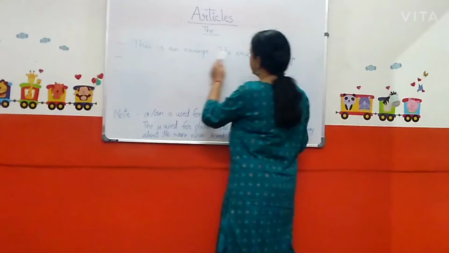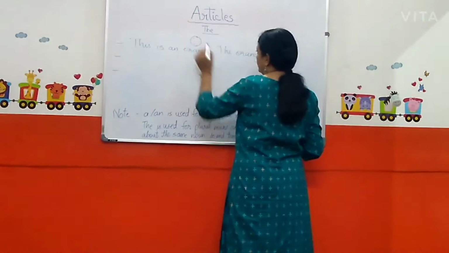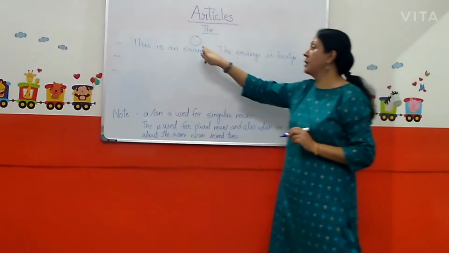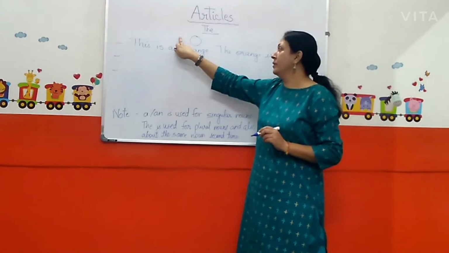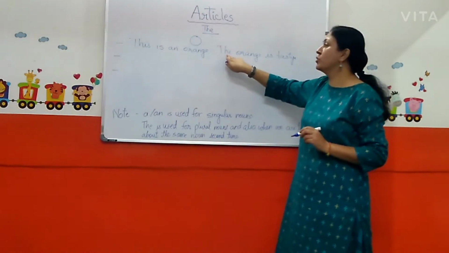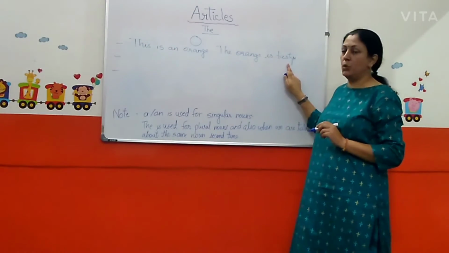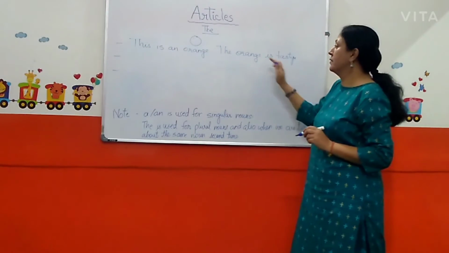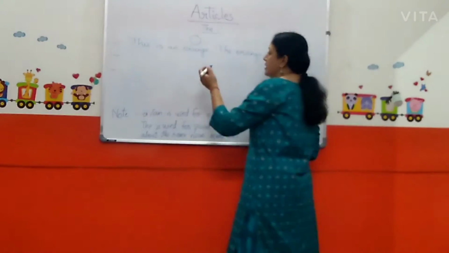As you can see, here is an example written. This is an orange. The orange is tasty. So we are talking about the same orange for the second time. हाँ? This is an orange and इसी के बारे में हम लोग दूसरी बार बात कर रहे हैं. Then we will use the. We will not use an here. This is an orange and an orange is tasty. ऐसे नहीं बोलेंगे. जब same orange के बारे में हम लोग दूसरी बार बात करेंगे, then we will say this is an orange. The orange is tasty. Let's see some more examples.